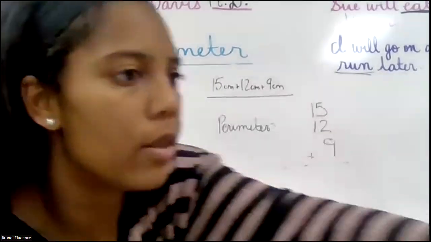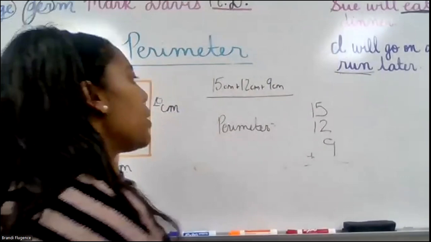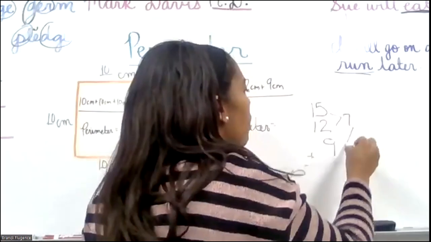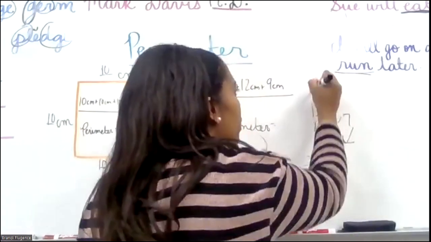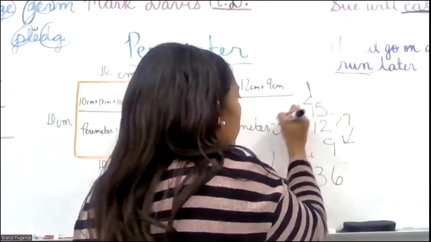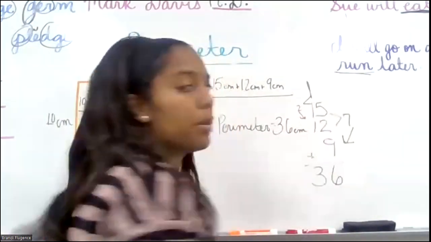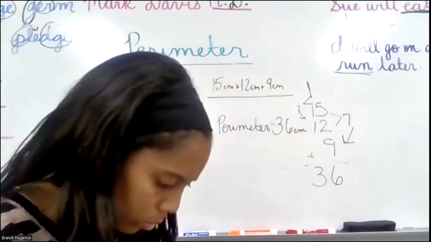Okay, now write this on the line. Okay, let's add it up. So we have 5 plus 2 is 7, then 7 plus 9 is 16. Put your 6, carry your 1. 1 plus 1 is 2, 2 plus 1 is 3. What's the perimeter? 36 centimeters. That's our perimeter. 36 centimeters.